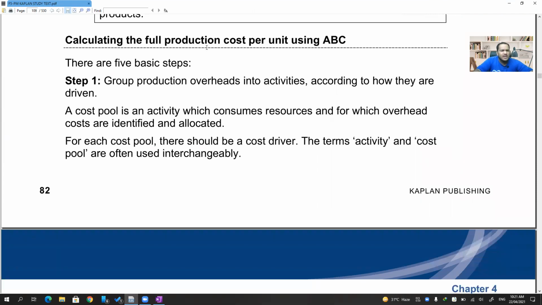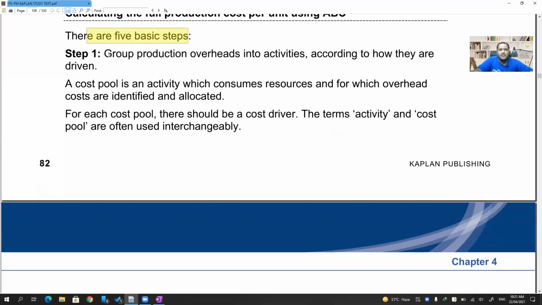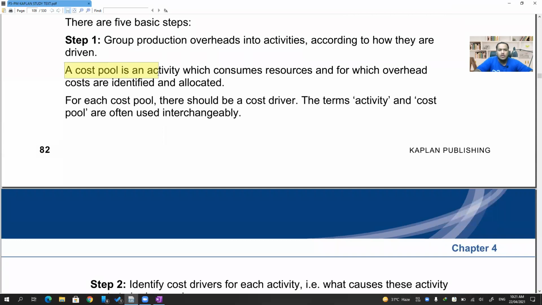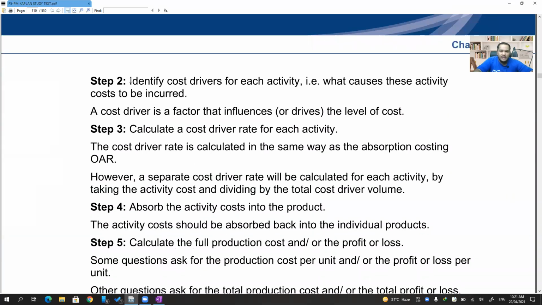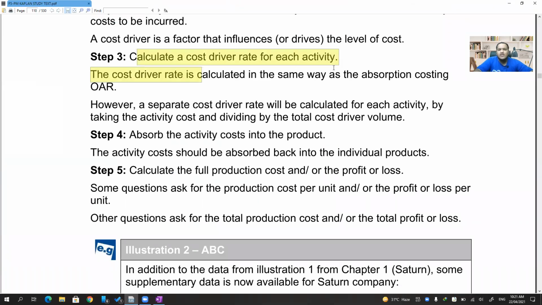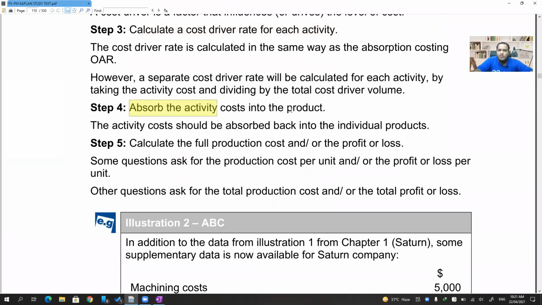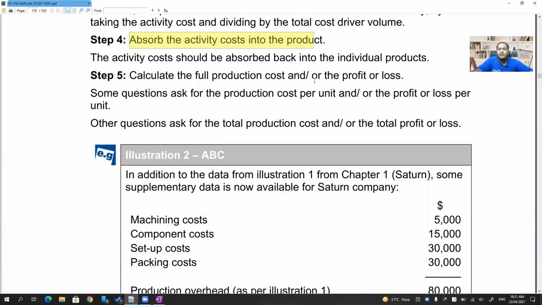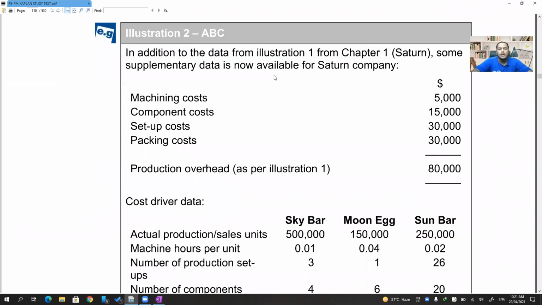See, there are five basic steps in the cost per unit calculation of ABC. First, group the overheads into activities. Each activity is called a cost pool. For each cost pool, there should be a cost driver. Identifying the cost driver is step two. Then calculate the cost driver rate, that is the overhead absorption rate. Then absorb the activity into the product and calculate the full product cost on the profit and loss. Same five steps basically.